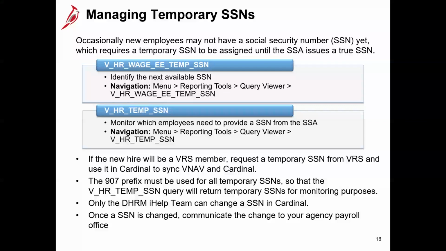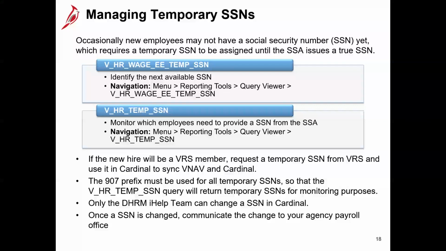So if your new hire is a VRS member, what you want to do is request the temporary SSN from VRS, because it has to come directly from VRS so that VRS and or VNAV and Cardinal remain in sync. But if they are not a VRS member or will not be a VRS member, then you will identify the next available temporary SSN number by utilizing the first query at the top, the VHR wage employee temporary SSN.